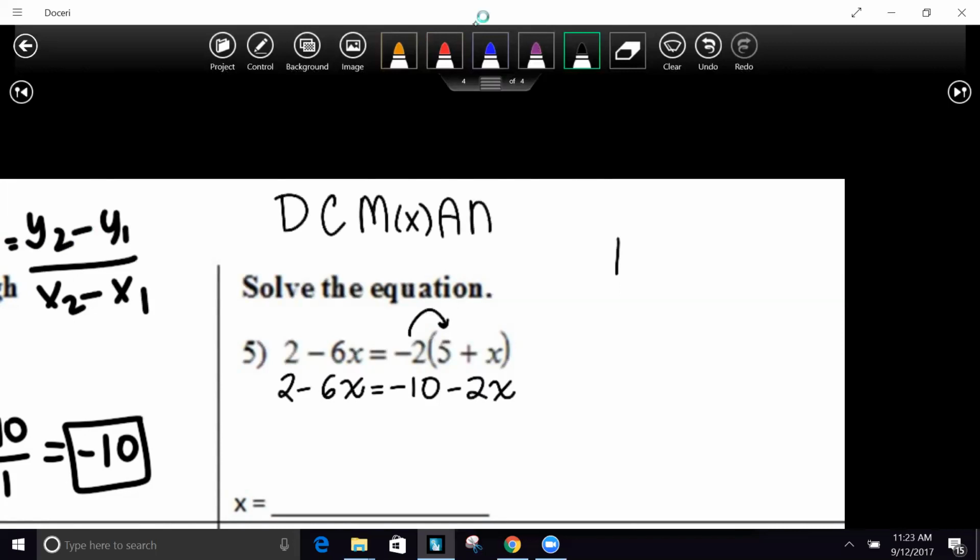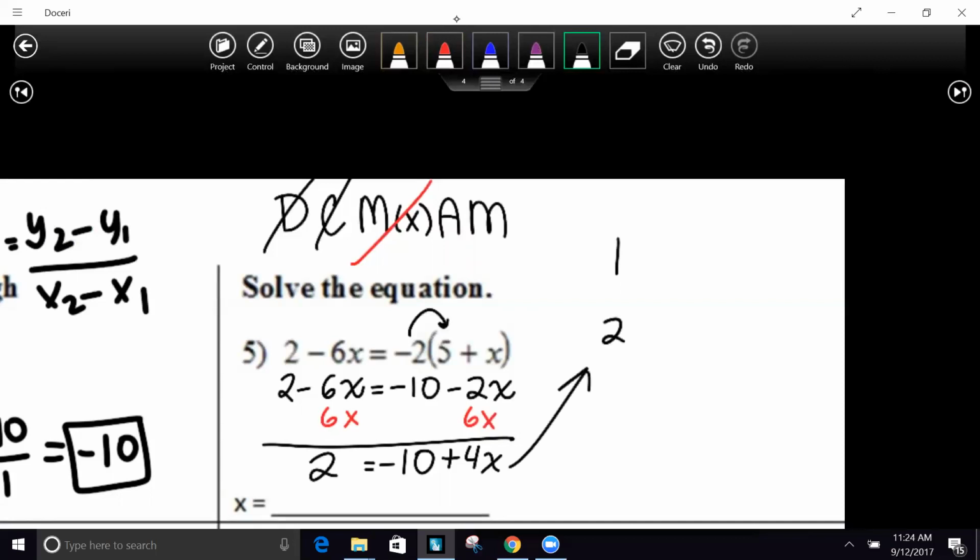After midnight. So the first thing was distribute. We're done. The C stands for combine like terms. We don't have any of those. Move the smaller value of x. So I'm going to add 6x to both sides. That takes care of those. We're going to get 2 is equal to negative 10 plus 4x.